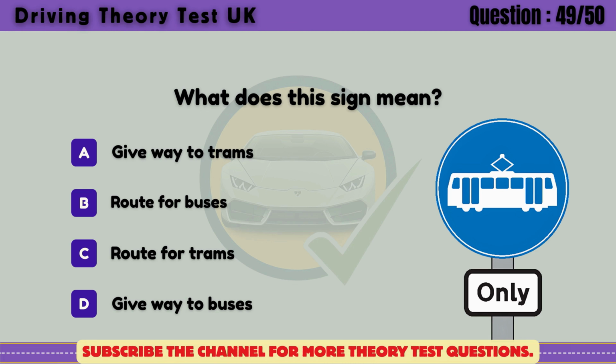Option A. Give way to trams. B. Route for buses. C. Route for trams. D. Give way to buses.